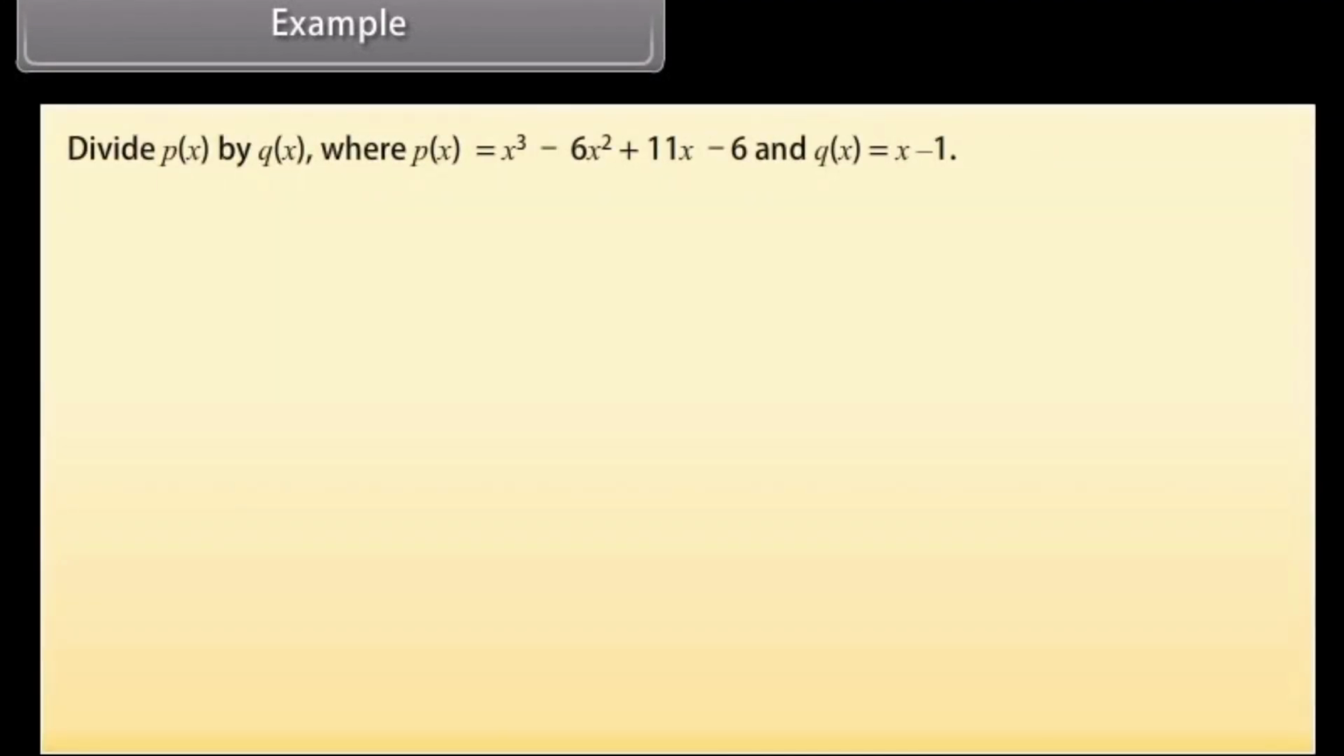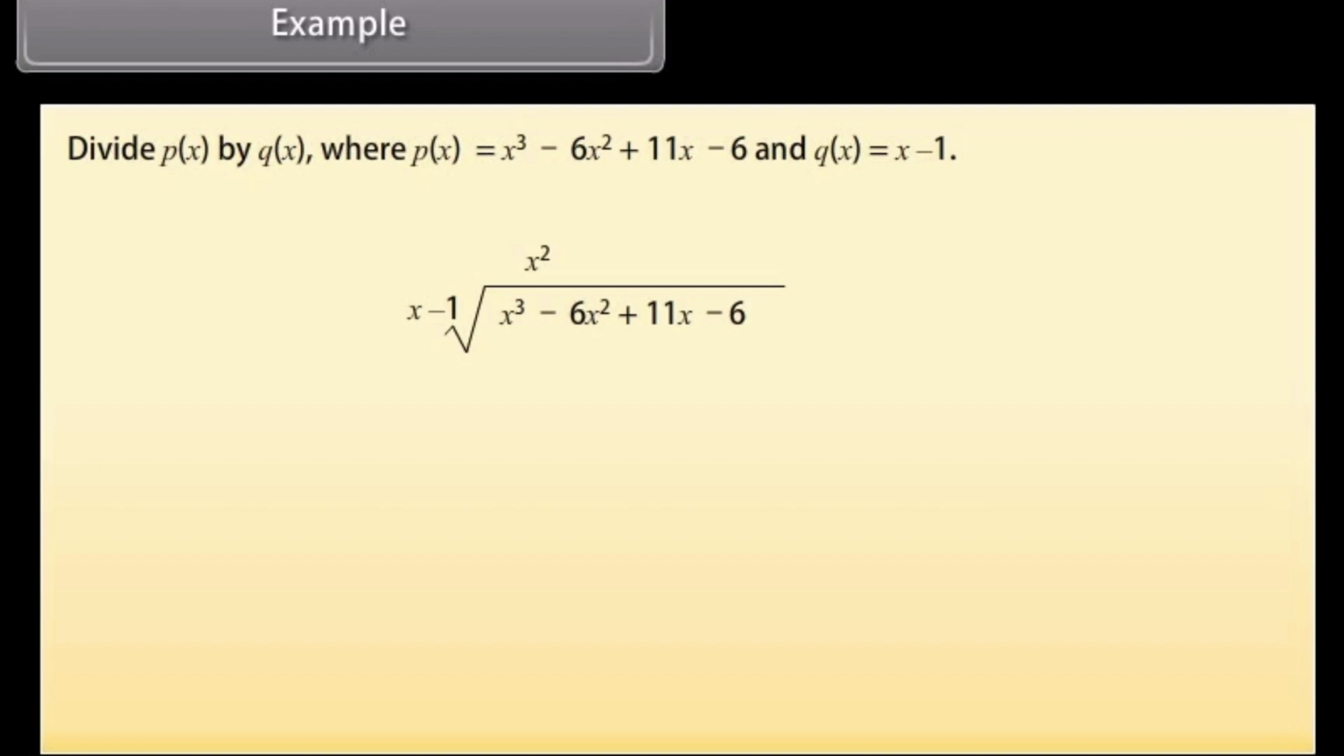Example: divide p(x) by q(x), where p(x) is equal to x cubed minus 6x squared plus 11x minus 6, and q(x) is equal to x minus 1. We can write it this way also. The next step is to divide the first term of the polynomial. The first term should be the one with the highest power by the x part of the factor. In this case, you divide x cubed by x to get x squared, which you then write at the top of the division bar.